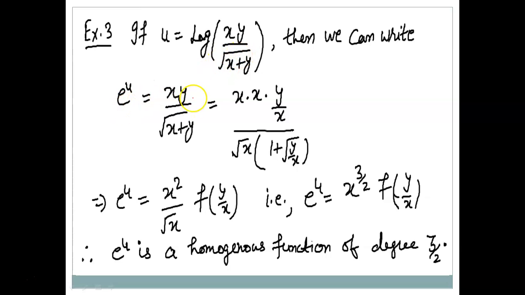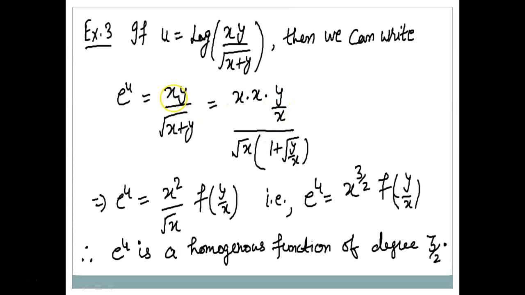and the right hand side becomes xy divided by x plus y under root. Now our aim is to make this part in the form so that x raised to power some number is on one side, and the rest of the part should be in the form of y by x. So how can we do this?